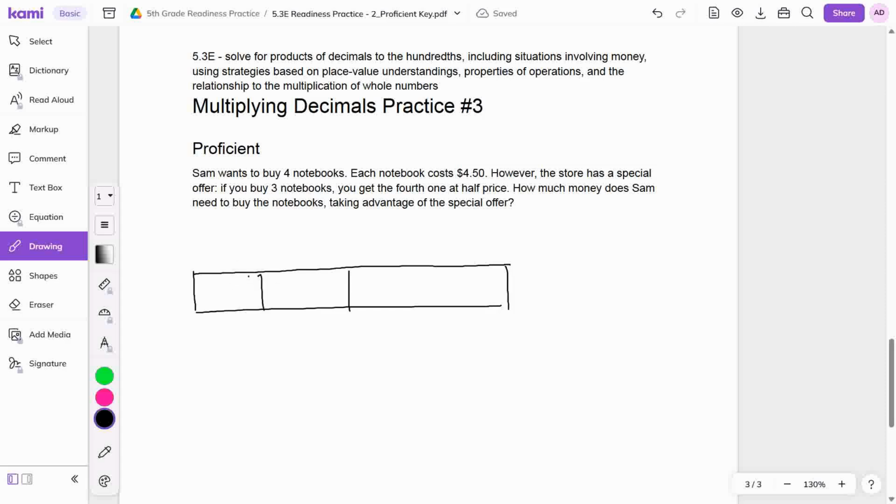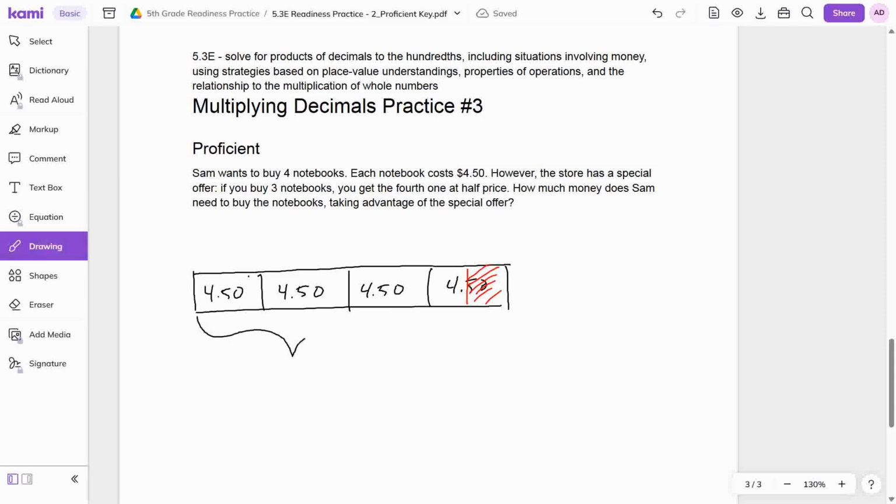So here are my 4 notebooks, $4.50 each. But if you get these 3 notebooks, which Sam was wanting 4, so 4 is greater than 3, the fourth one is at half price. So I'm going to take that half and just mark that off. And so we need to figure out how much money Sam spends if we get this half off the fourth notebook. So let's do it in 2 chunks.